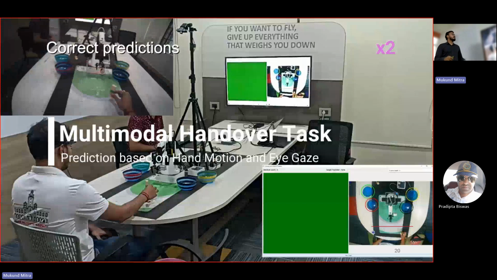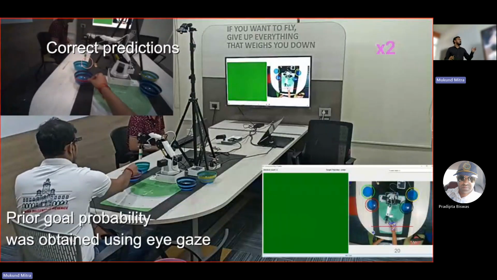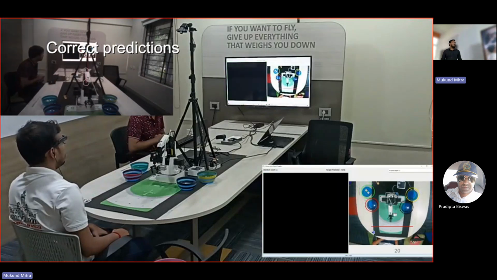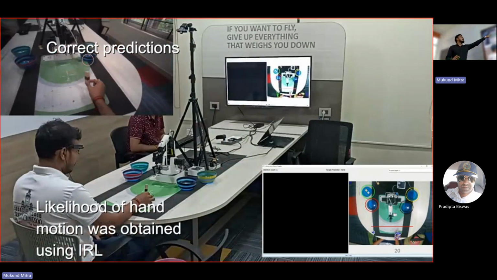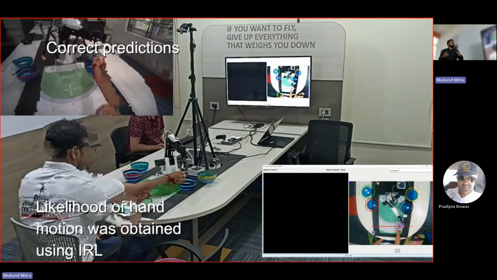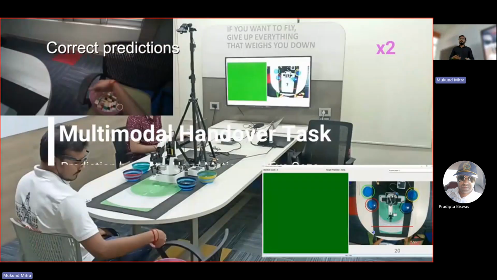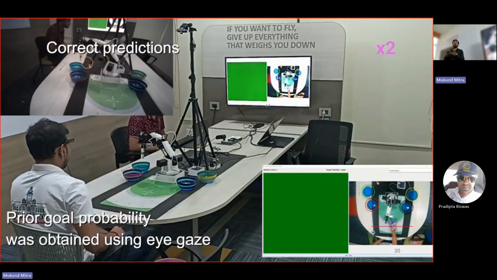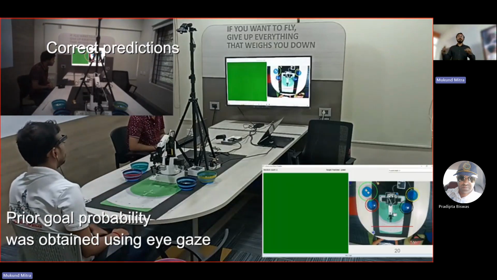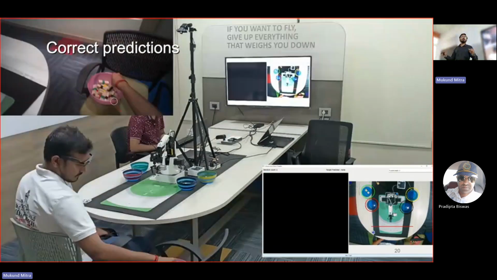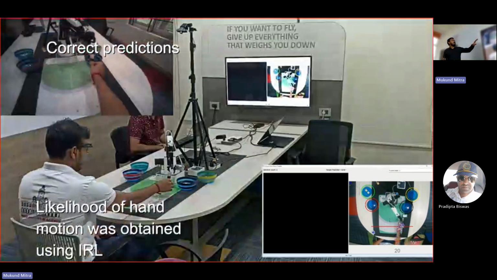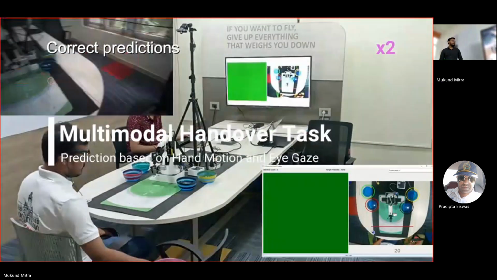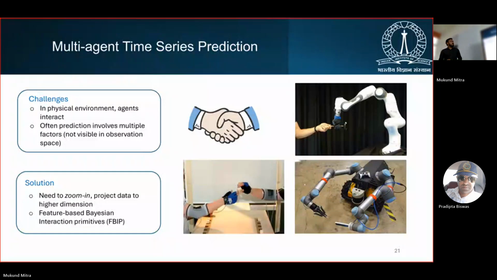So here is the task. The setup remains the same, but one thing is added, and that is the user is also wearing an eye tracker, and you can see where the user is looking from here. And then we have calculated the average fixation duration. There's a formula: the total fixation duration divided by the total number of fixations. And using that, we obtained the prior and we predicted the target.